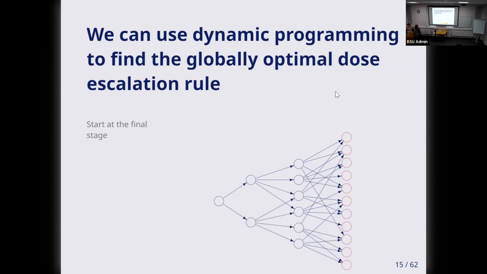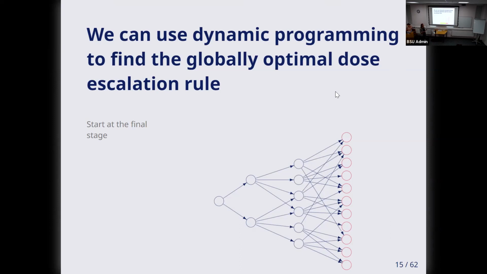So we can think of the trial a bit like a network. So each of these circles is representing a data set, so a state of the system, and we're gonna move through the trial. So this is cohort 1, cohort 2, and so on. And there's a number of paths that we can take through the trial or through this network based on the doses that we allocate to cohorts and also the responses that we observe.